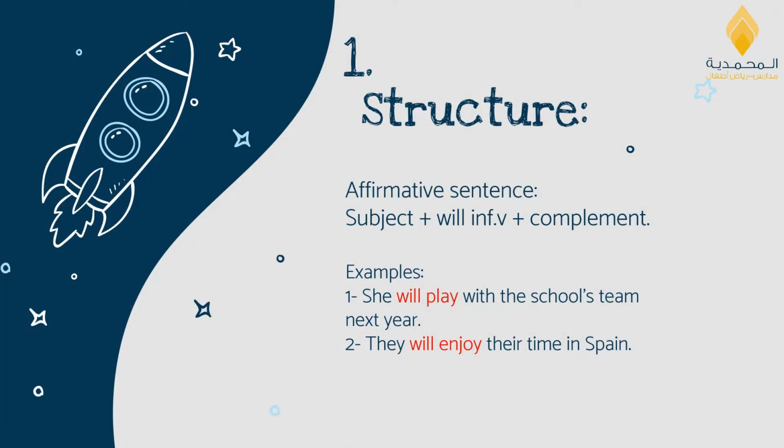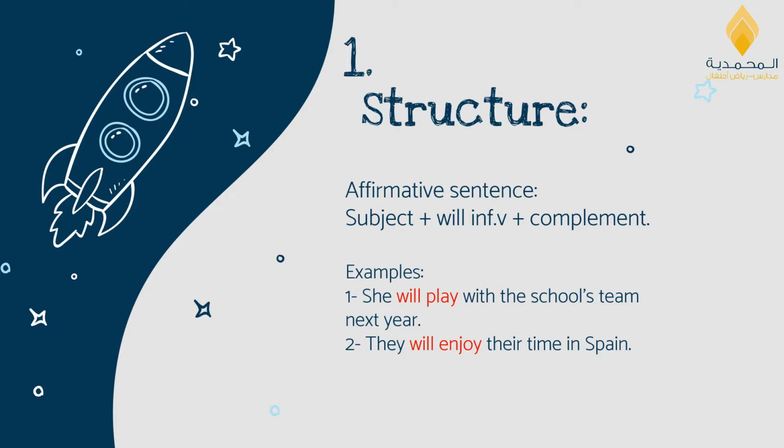Together, let's discuss the structure of a sentence using will. I have two examples. She will play with the school's team next year. They will enjoy their time in Spain. As you can see, I have the subject at the beginning of the sentence, followed by will. Will is always followed by an infinitive verb. So after will, always use the infinitive form of the verb, or the base form of the verb, followed by the complement of the sentence.